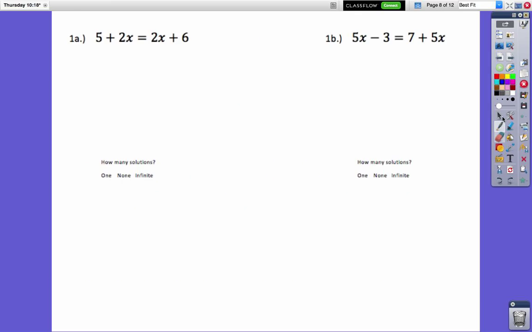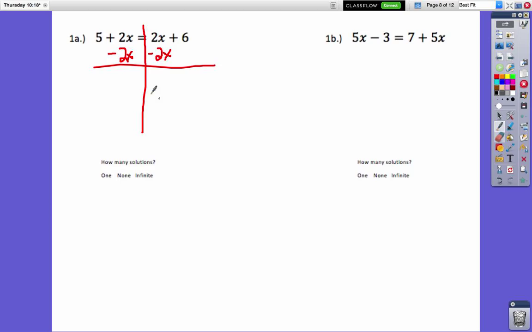Okay, let's go to the back side. On the back side, I'm going to do 1a, and then I'm going to have you pause and do 1b on your own. So for 1a, we're going to try to solve this equation just like we normally would. Notice we have x on both sides. You always want to only get x on one side of the equation. So the first thing we're going to do is get rid of those variables on both sides.